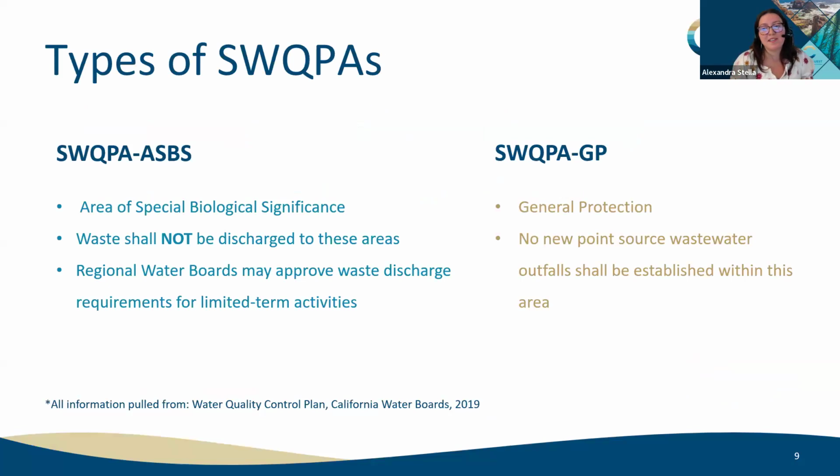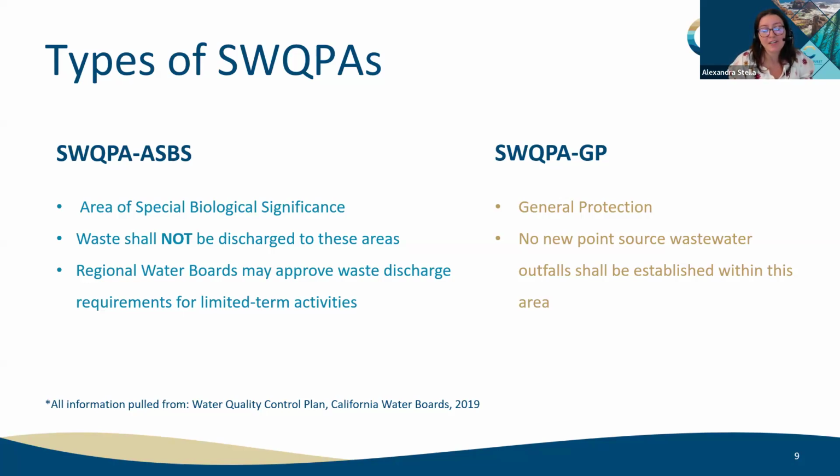There are two types of SWQPAs in California. The first is areas of special biological significance, also called ASBS, and general protection areas. So ASBS are places that the State Water Board determined to have special biological value and where maintaining natural water quality is especially important. In these areas, water discharge is not allowed and generally limited. And discharge is only approved in these areas with required permitting through the water board.